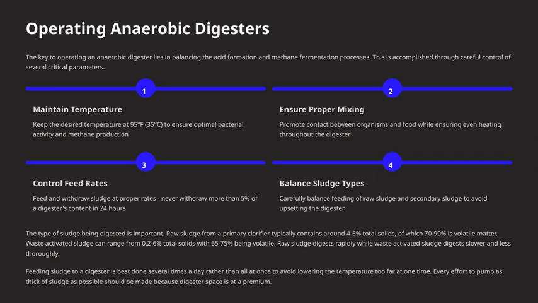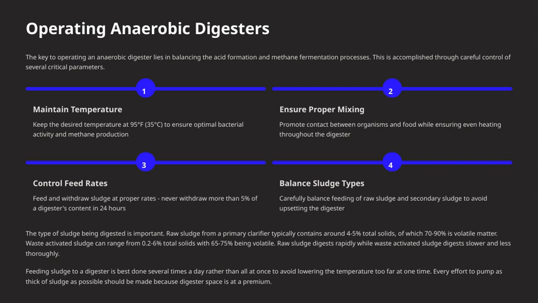It's best to feed sludge several times a day rather than all at once. Spreading out feeding helps prevent large temperature drops and keeps the process stable. And whenever possible, we should pump in as thick a sludge as possible because space inside the digester is limited. By paying close attention to these parameters and maintaining control, we can operate anaerobic digesters efficiently and sustainably, supporting the overall treatment process.